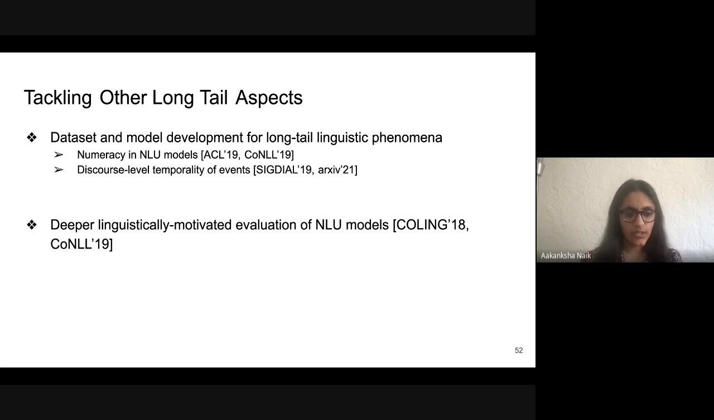And I've also looked a little bit at trying to do more fine-grained, linguistically motivated analysis of NLU models, beyond looking at their performance on benchmarks, to understand what their strengths and weaknesses are, which was the third research gap that I mentioned before.